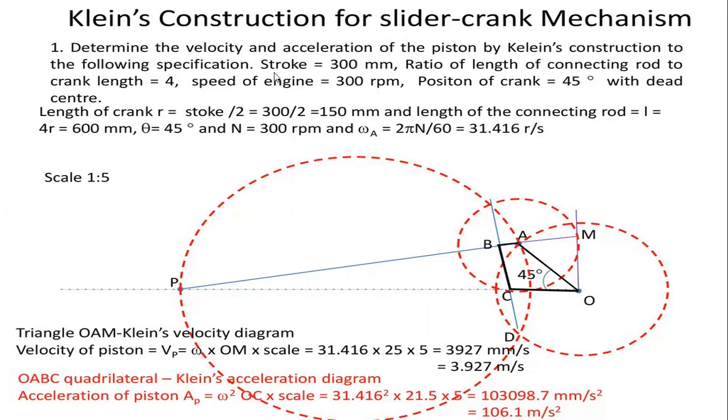So here the stroke is taken as 300 mm and the ratio of the length of connecting rod to the crank length is 4. Speed of the engine is determined as 300 rpm and position of the crank is 45 degrees with dead center. So I am taking it as in the dead center. So here this is the given question. So first of all, notate the points in the given data.